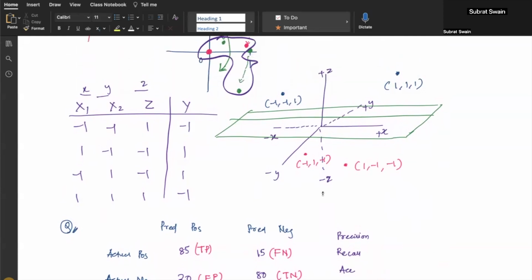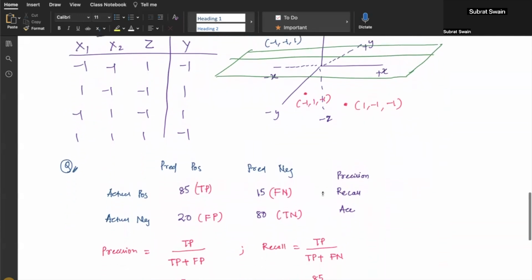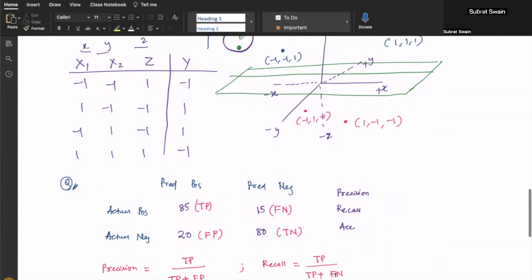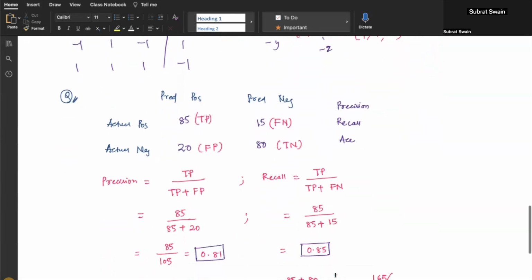Then there is recall. Recall is how much we predicted right out of all the positive values, that is true positive plus false negative. So the recall value would be true positive by true positive plus false negative. And the last one is accuracy. Accuracy is how much of the data is actually classified correctly out of all the data. So that is true positive plus true negative by everything.